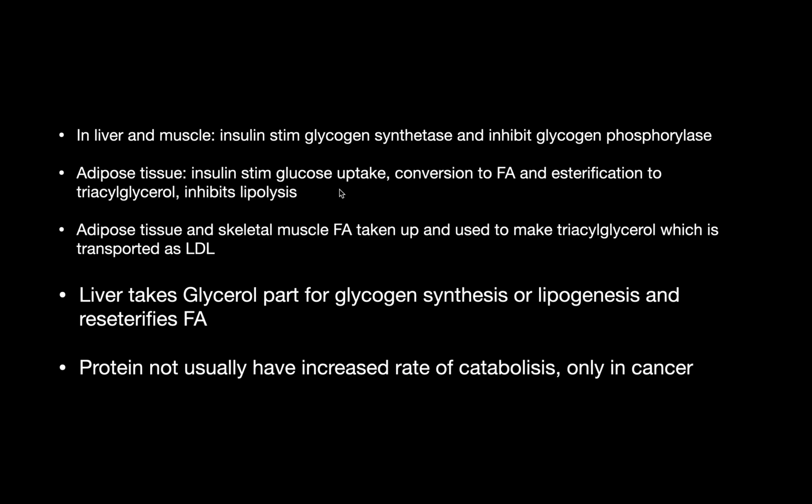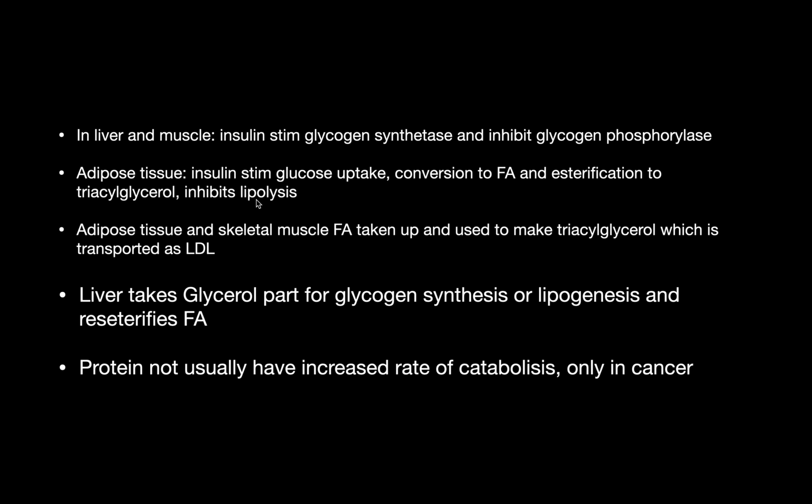So in the liver and muscle, insulin will stimulate glycogen synthase and inhibit glycogen phosphorylase. Glycogen synthase is to make it. Of course, these have to be opposite. You can't make it and activate it at the same time. This has to be inactivated in order for glycogen to be made, because this will break down glycogen.